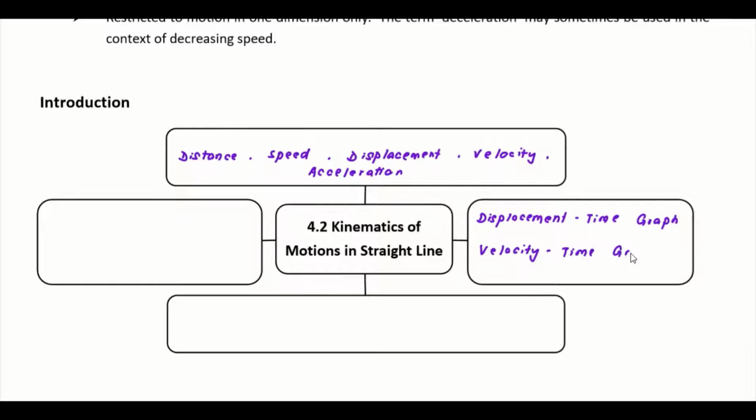Then the third one, we will be learning about constant acceleration. Under constant acceleration, we actually have five formulas that involve displacement, initial velocity, final velocity, acceleration, and also time. All five formulas are also called the SUVAT formulas. You can just remember this name. The five formulas are for constant acceleration.